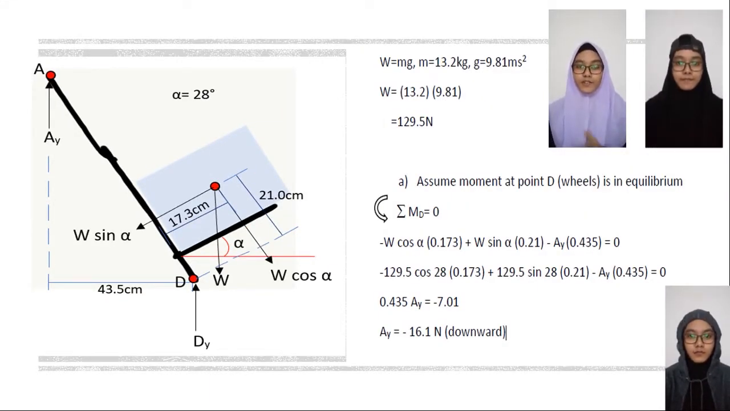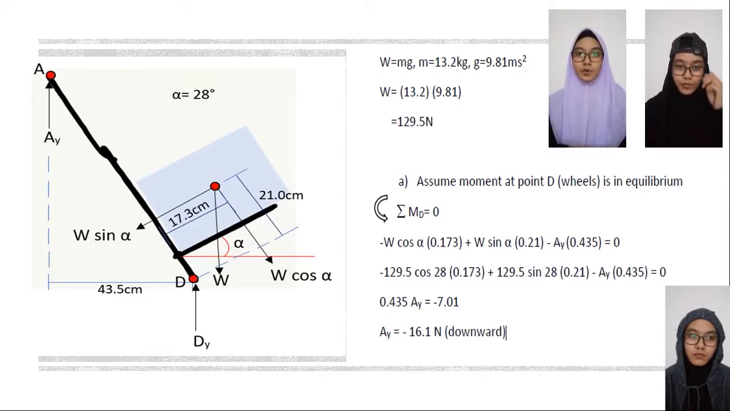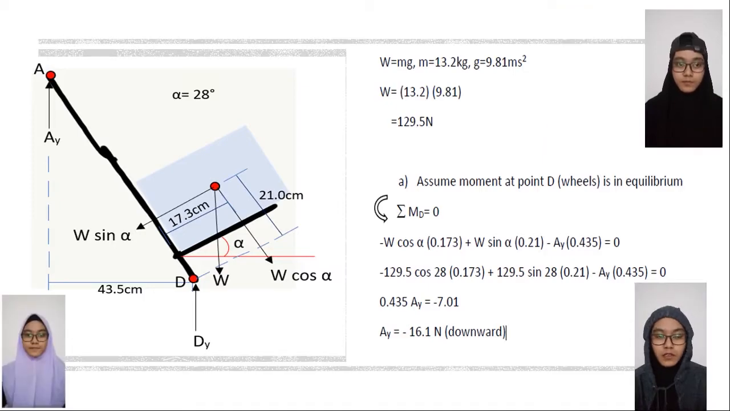So we can calculate the vertical force at A by assuming the moment at point D is in equilibrium. First, we calculate the weight of the box using the formula W equals mg, where m is the mass of the box and g is the gravitational acceleration, a constant with value 9.81 meters per second squared. Then we multiply each force by its perpendicular distance to D and set the sum equal to 0 as the moment is in equilibrium. We assume counterclockwise rotation as positive, then we get this equation.